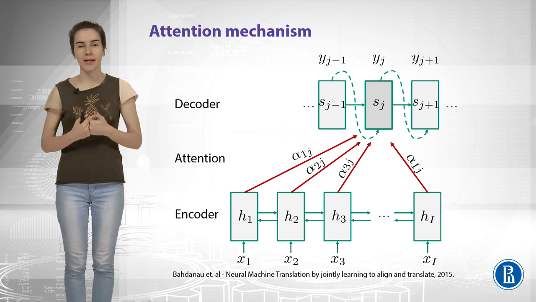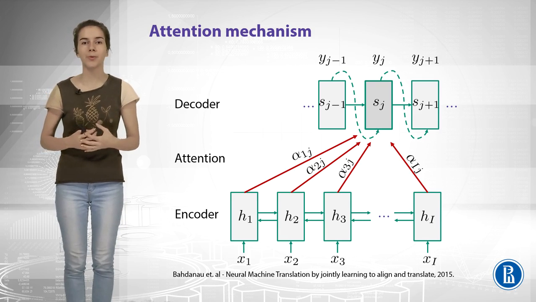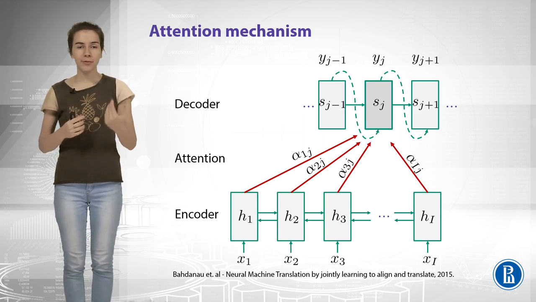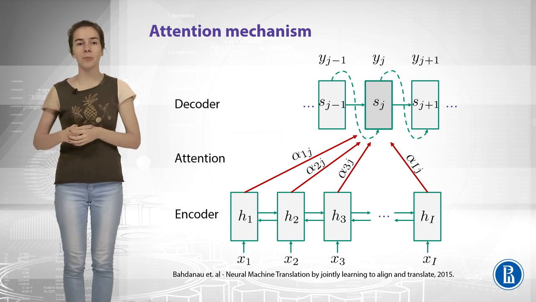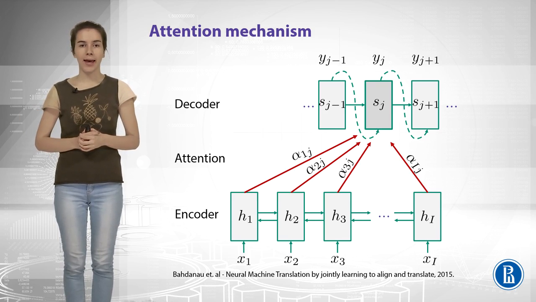Now let us imagine that we want to produce the next decoder state. So we want to compute Sj. How can we do this? In the previous video, we just used the V vector, which was the information about the whole encoded input sentence. And instead of that, we could do something better.